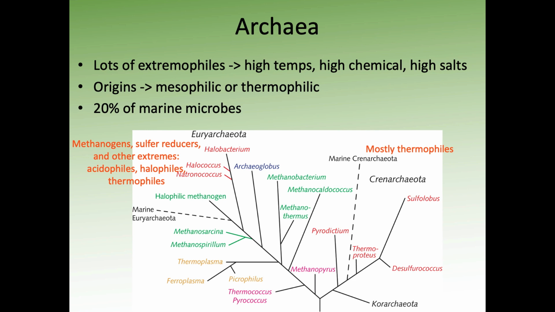If we look at the major divisions of Archaea, we can see that there are some major branches here. We have the Euryarchaeota and the Crenarchaeota. And for the Crenarchaeota, we tend to find a lot more thermophiles on that side, whereas we tend to find more of the methanogens, sulfur reducers, acidophiles, halophiles, etc., over on the other side of the tree.